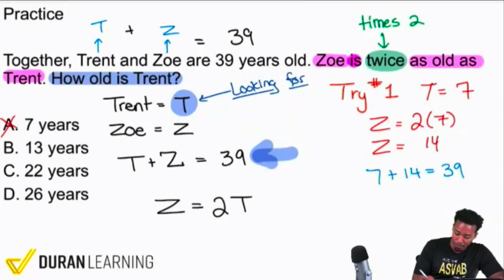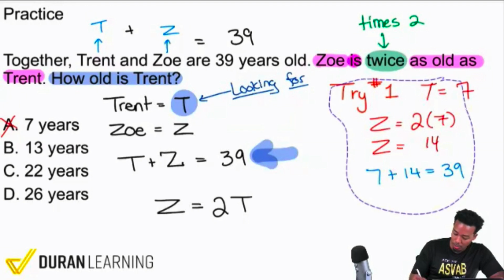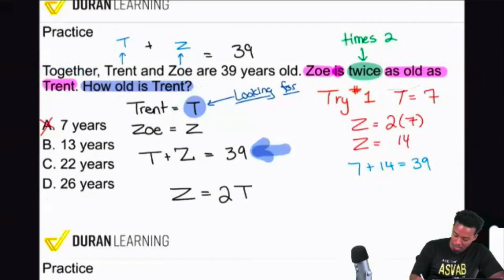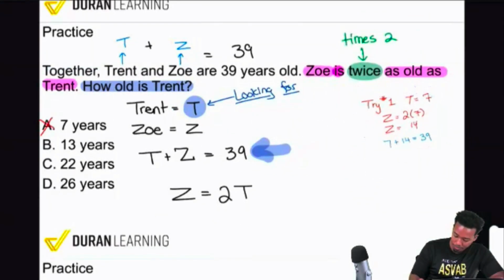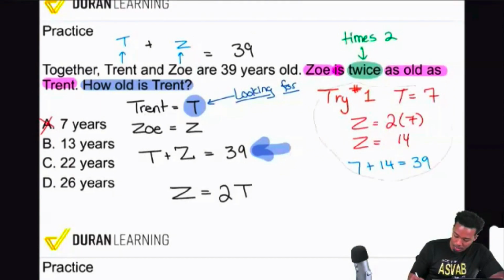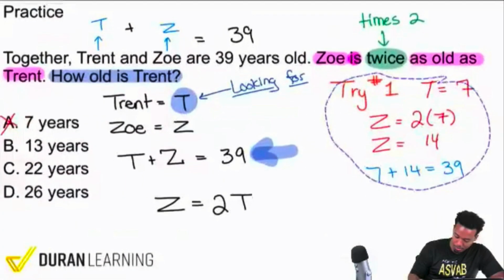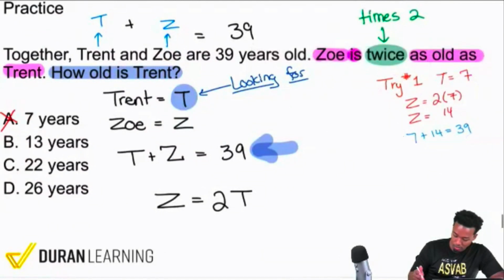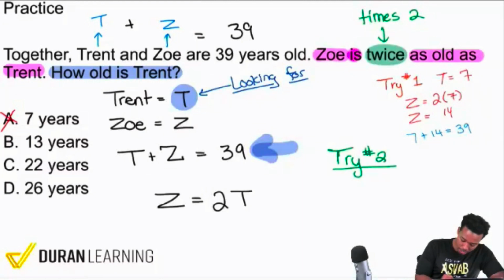Let's try that out, and you'll work quickly and see what you got. One second. I love it when this always happens. Right there, just go away. Cool. So let's do try number 2. Let's try B equals 13.